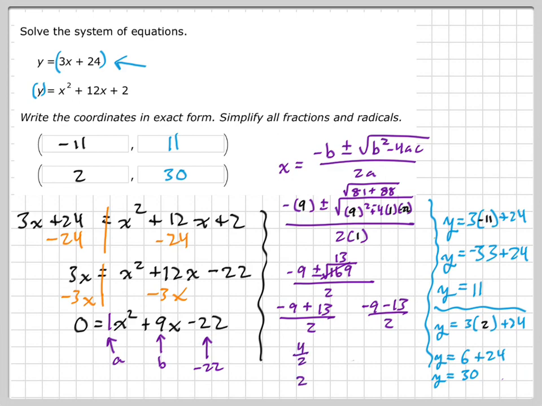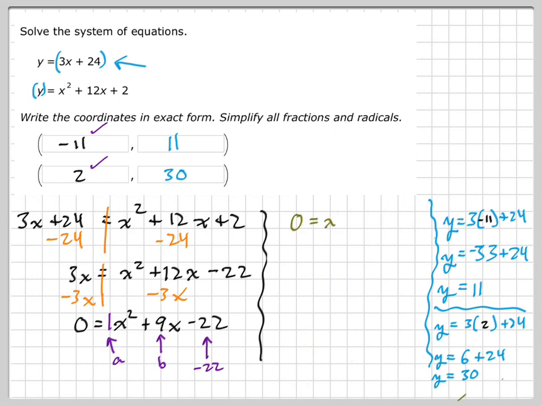And when I simplify the first one, I get 4 over 2, and then it simplifies to give me 2. The other one, I get negative 22. When I simplify, it gives me negative 11. And you'll see, it matches the 2 x's that I got before. All right, 2 down, 1 more to go. Let me show you guys how to do this by completing the square.